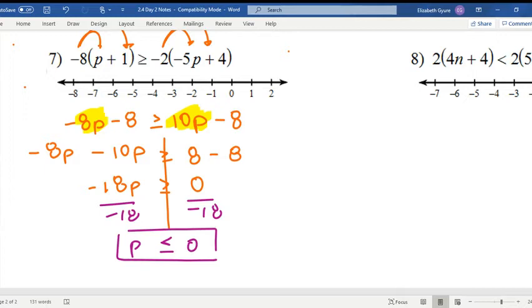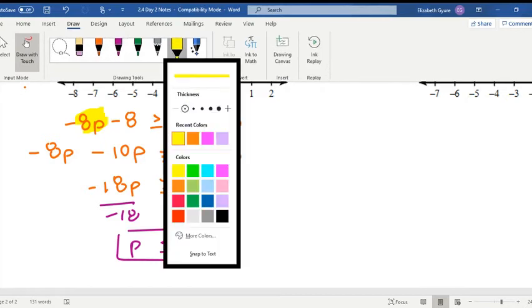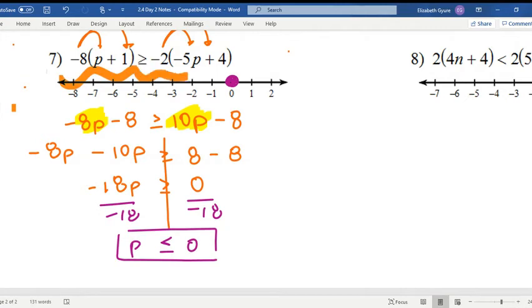All right. So open or closed circle at 0? Closed. Yes, it is closed. And now we need to shade. Annalise says we are going to shade to the left, and I agree with her.